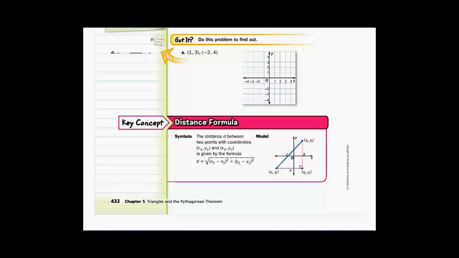So let's show you that with the example that we just did. Remember, we had the square root of 10, which was 3.2 units. Let's use the formula and show you that it's exactly the same. So x2 minus x1. Let's look here. We had 1, 3, and negative 2, 4. All right? So if we have x2 minus x1, x2, negative 2, minus x1, which is 1, squared, plus y2 minus y1.